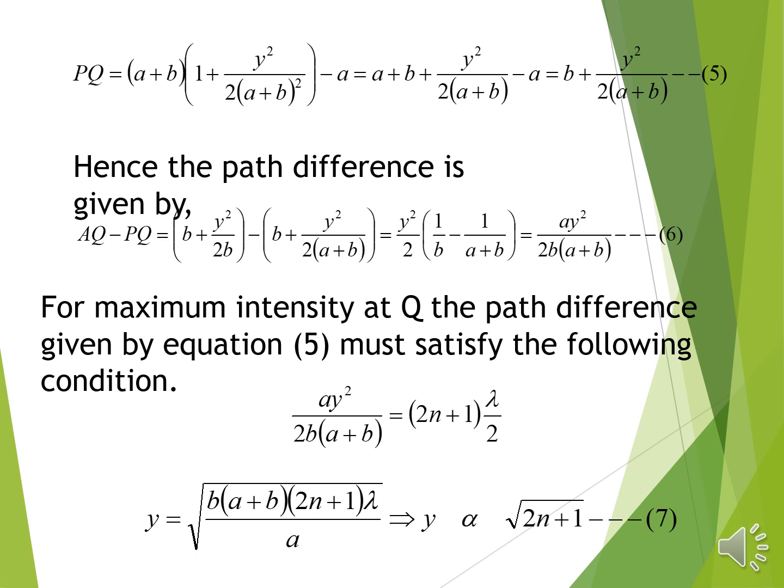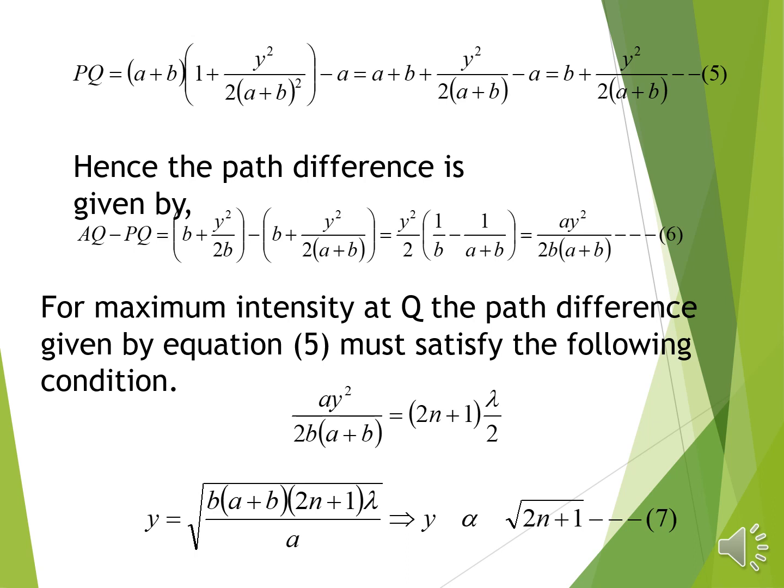Therefore, the path difference is given by AQ minus PQ. Substituting, we get the equation: the path difference is equal to a y square by 2b into (a plus b). Now, for maximum intensity at Q, the path difference should satisfy the following condition: a y square divided by 2b into (a plus b) should be equal to (2n plus 1) into lambda by 2.